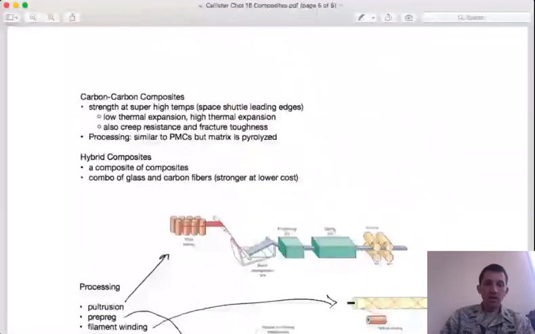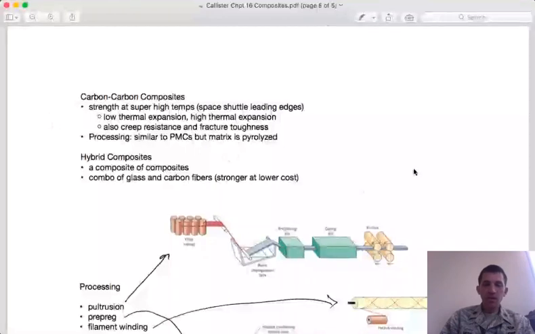All right, last page. What am I doing on time? 46. Okay, not too bad.